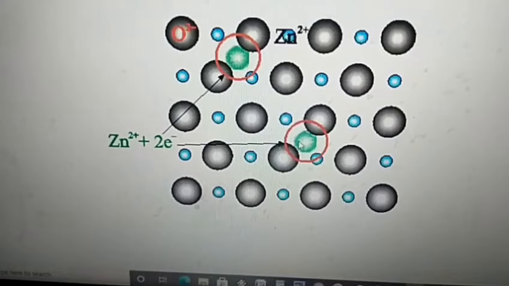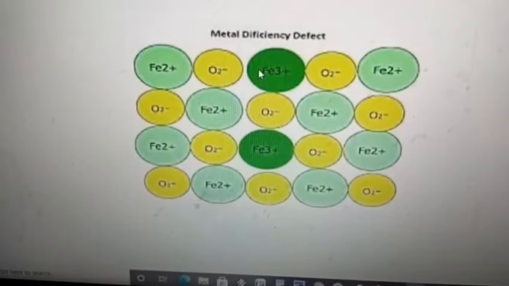As they remove the interstitial electrons, the conductivity of this particular solid will decrease. This oxide is converted into dioxygen, and that dioxygen oxidizes the interstitial electrons. As it oxidizes some of the interstitial electrons, free electrons are not there, so the conductivity of the crystal will decrease. This is about the metal excess defect. Metal excess defect occurs due to the presence of extra cations in the interstitial sites. Next, metal deficiency defect.